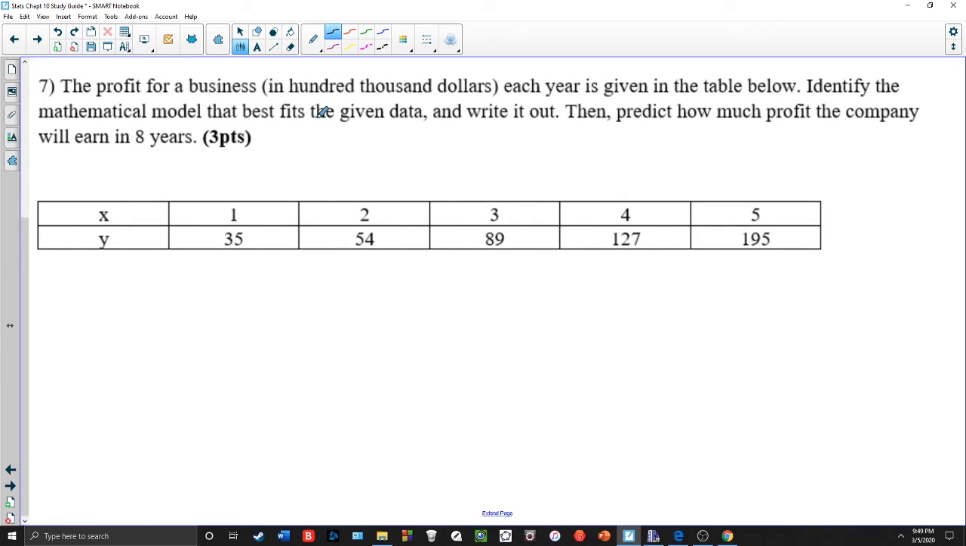The last one here asks us to figure out what model best works. So right now we have 3 models: we have linear, we have exponential, and we have logarithmic. And we want to figure out which one of these best fits this data.